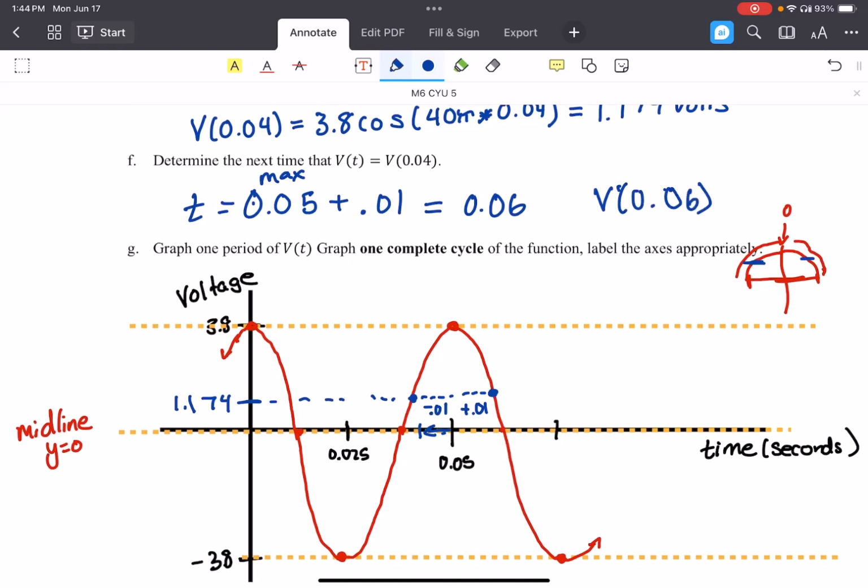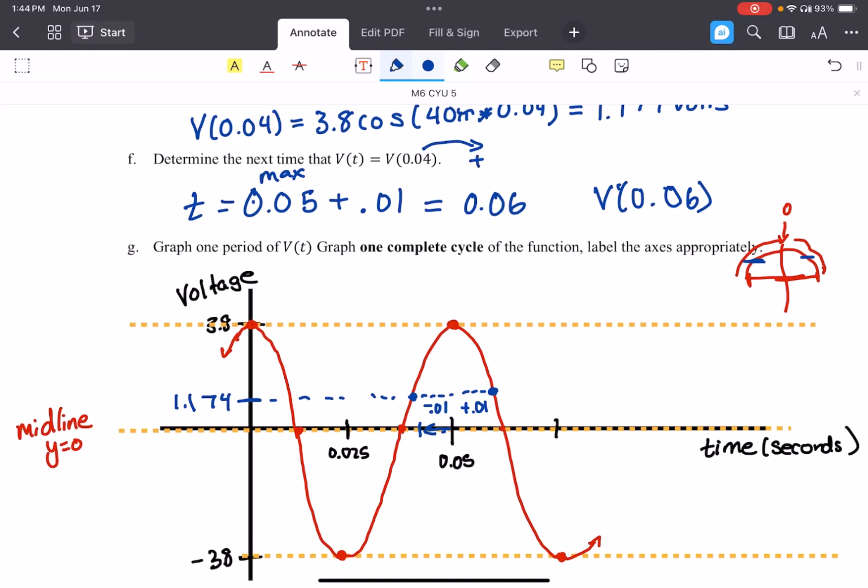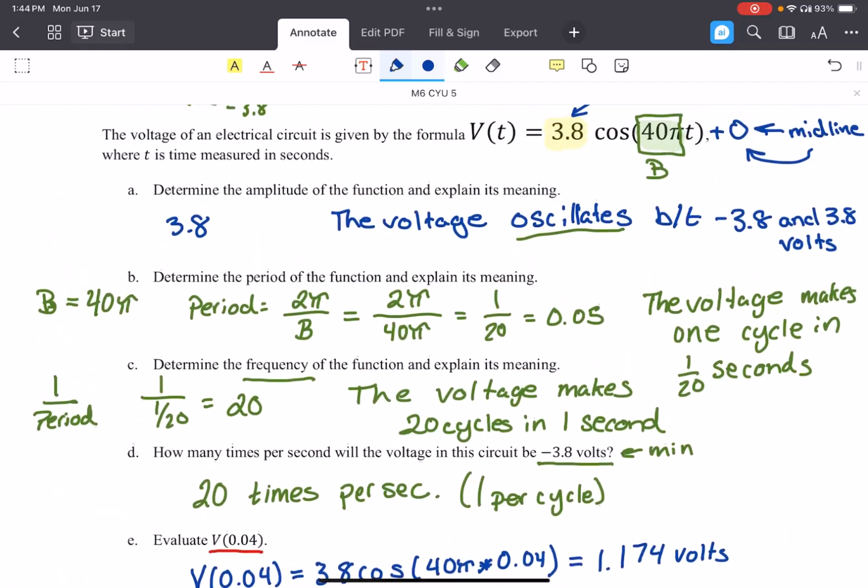Now, if I wanted the next point after that, I could take that original 0.04 and add a period to it. We're going to come back around the circle one full time, and we're going to come back again at 0.09. So there are lots of different times, but we're going to hit that maximum, or that same output value, and looking at that symmetry gives you a sense of it. Hopefully this helps you better understand this particular question.